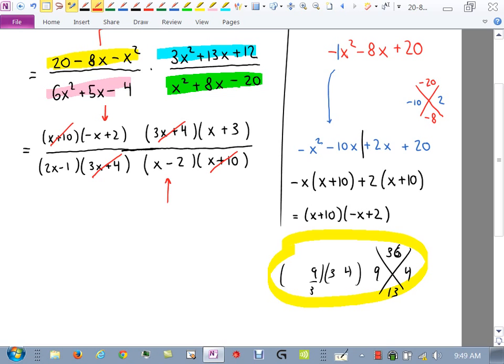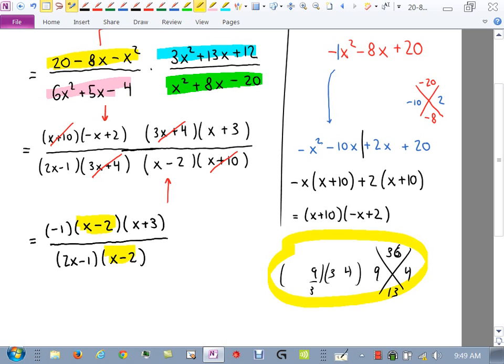So what I'm going to do is, you okay with that? Okay, so I'm going to factor a negative out of either the top or the bottom. I'm just going to go off the top. I'm going to pull that negative one out. It's going to change the sign to a positive x and a negative 2. What else is still up here on the top? X plus 3, right? And then on the bottom, I'm not changing anything, right? It's still the 2x minus 1 that I had down there. And then the x minus 2. And now these two match, don't they? And so I can cancel them. But the negative one I pulled out is going to stay.